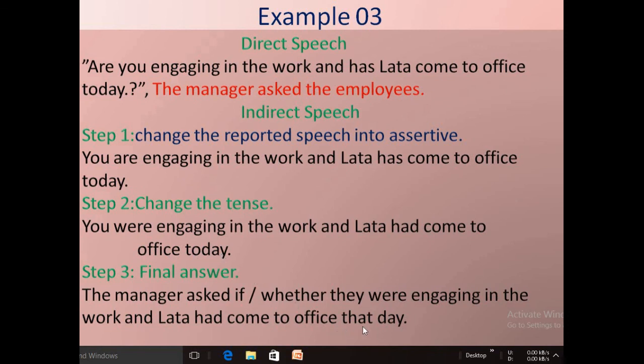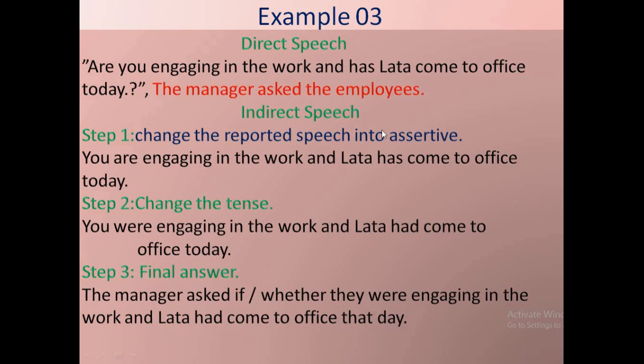Today is changed to that day. Here, the manager asked if or whether you is changed to they. Here, you refers to the employees. Employees refers to you. You changed to they because the employees is in the plural form. The manager asked if or whether they were engaging in the work and Lata had come to office that day.